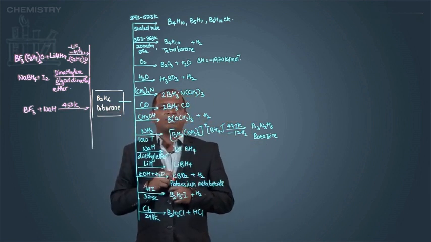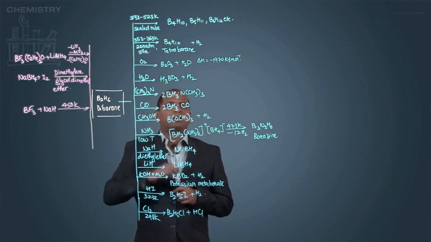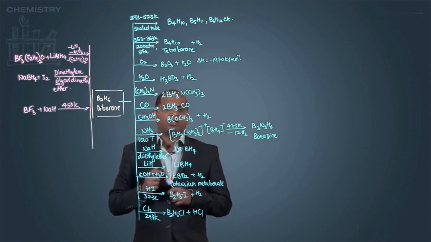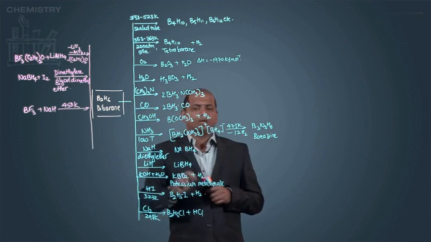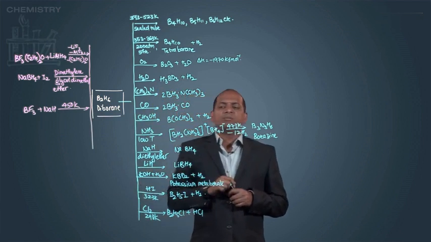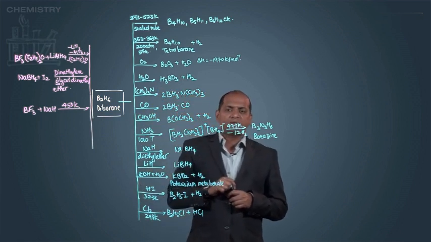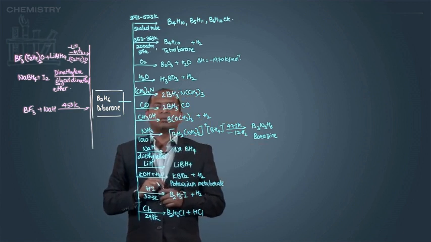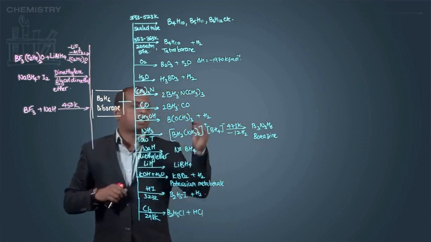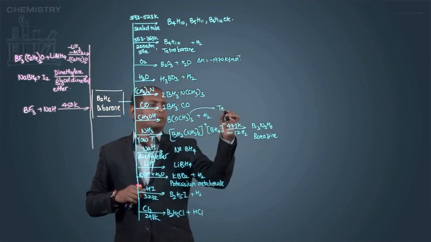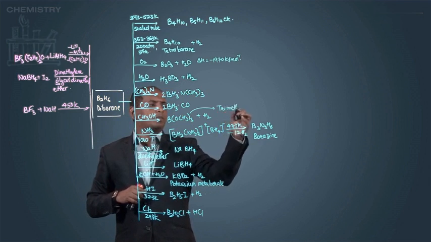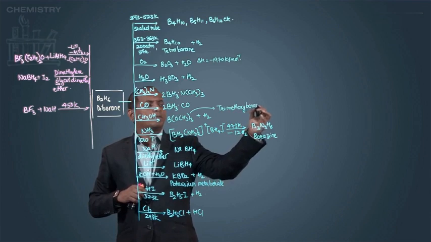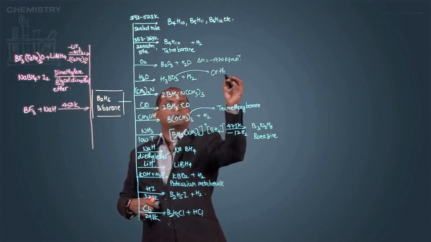Diborane reacts with methyl alcohol in almost a similar way to water. In water we have H3BO3, here we have B(OCH3)3, which is trimethoxyborane. This is trimethoxyborane. This is orthoboric acid.